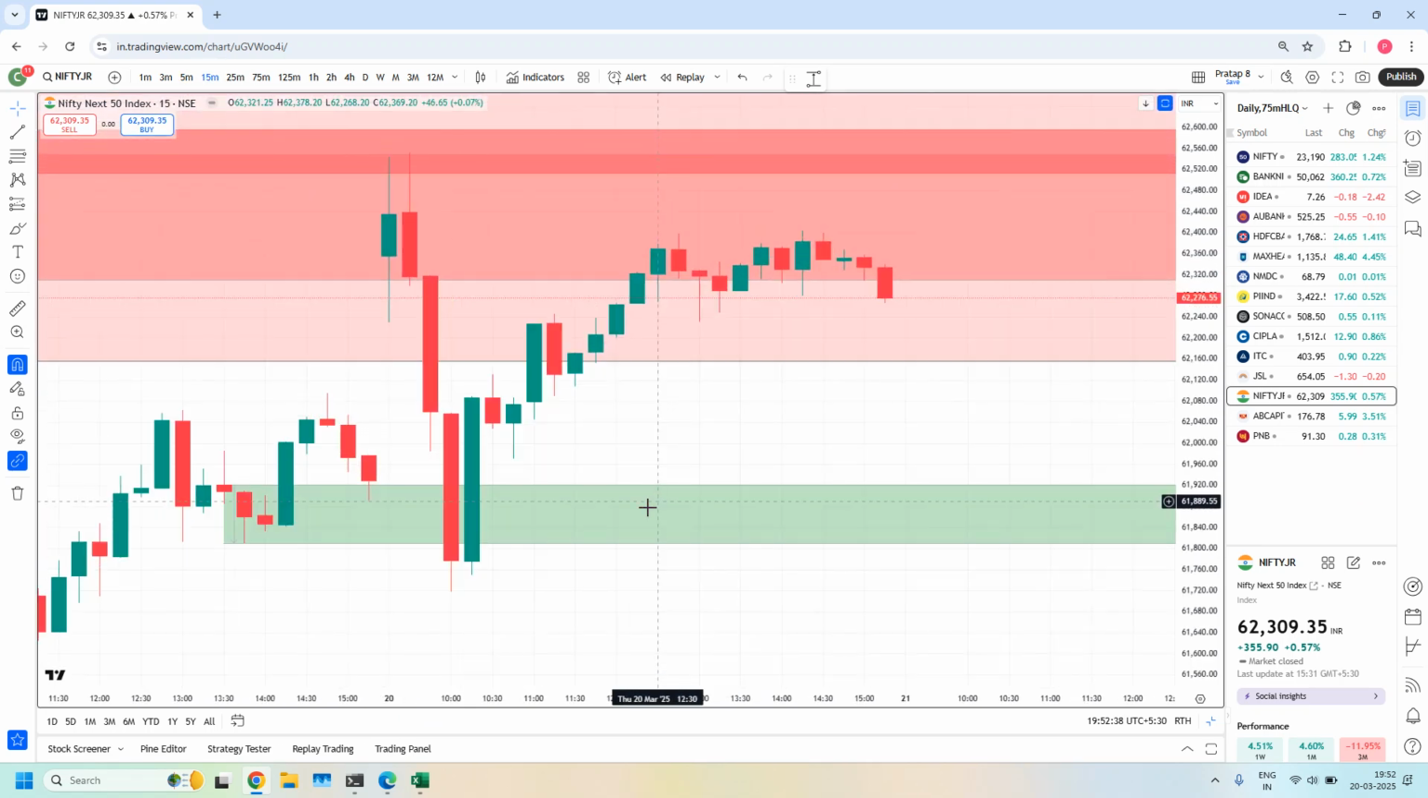See your 15 minutes target. You have drop, base, rally, or if you are convinced this is drop, base, rally, that way also you can draw. But this is the origin. Here also you can draw again drop, base, rally, LOTL zone. But this is the origin.